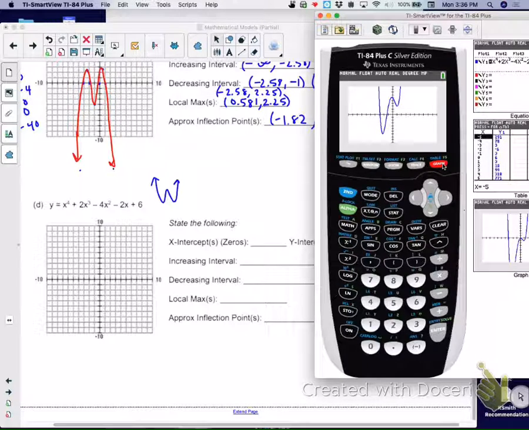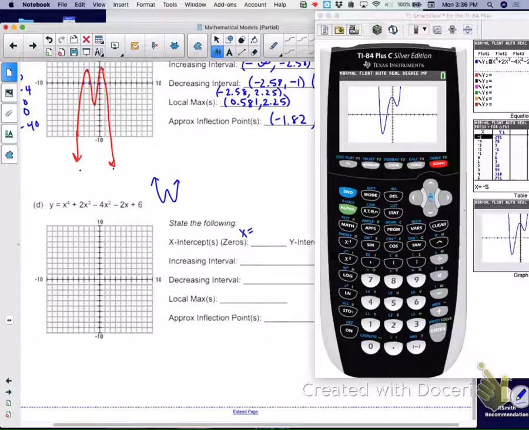So this one only has 2 x-intercepts. Again, you know how to find those. I'm just going to tell you what they are. X equals -2.90 and -1.33. My local maximum, this one just has one maximum, and that turned out to be -0.219, 6.23. The minimums, I have 2 of those.